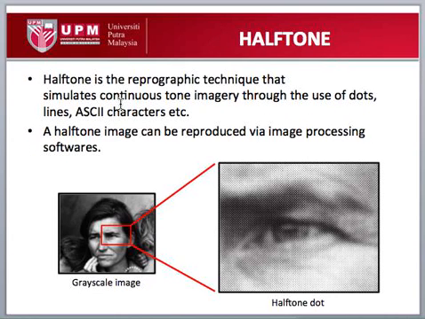So this is the halftone. Halftone is a reprographic technique that simulates continuous tone imagery through the use of dots. If you can see, this is the image. After being changed into halftone, you can see that the image will be turned into dots. So this image is a form of many halftone dots.